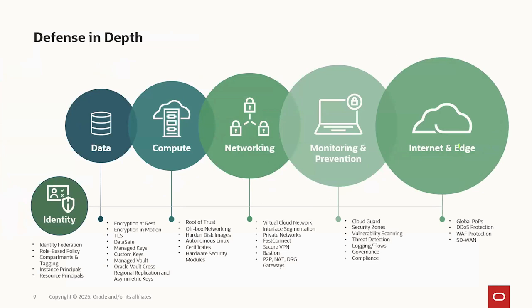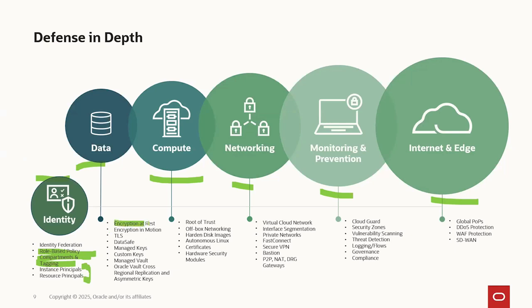Defense in depth. These are a couple of ways that security is automatically built in, ranging from identity, data, compute, networking, monitoring and prevention, as well as internet and edge. So starting with identity as an example, some built-in security are role-based policies, compartments and tagging, and then the respective principals for instance and resources.